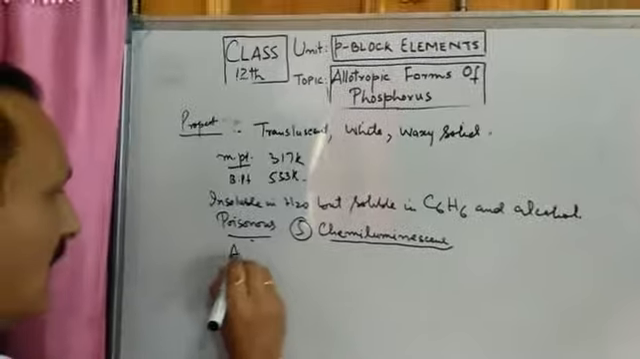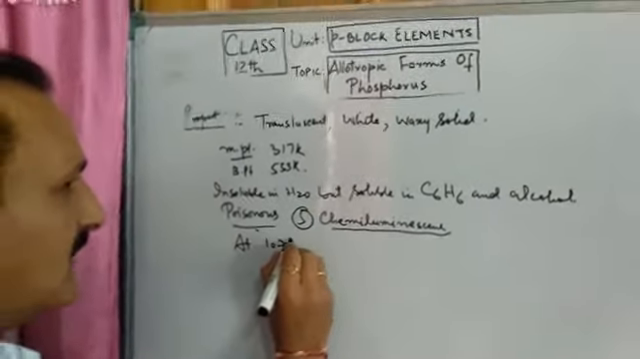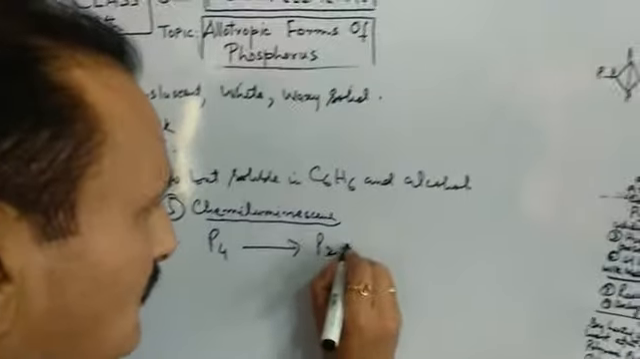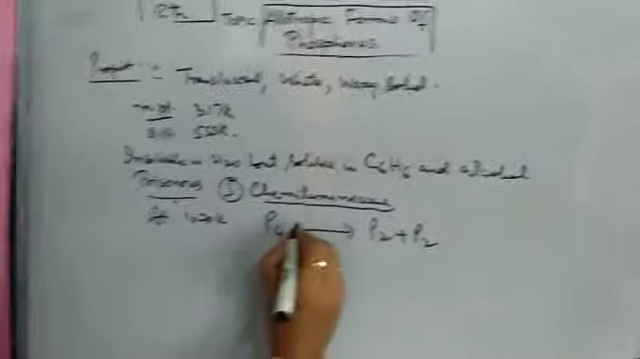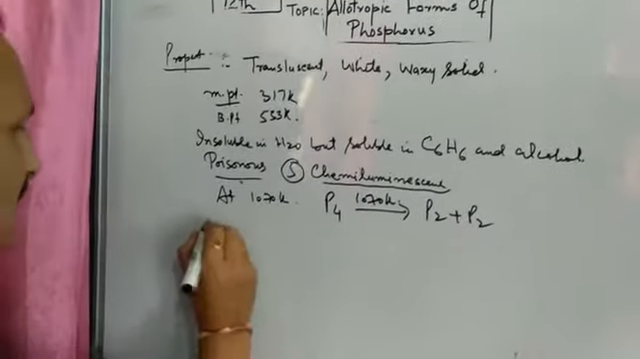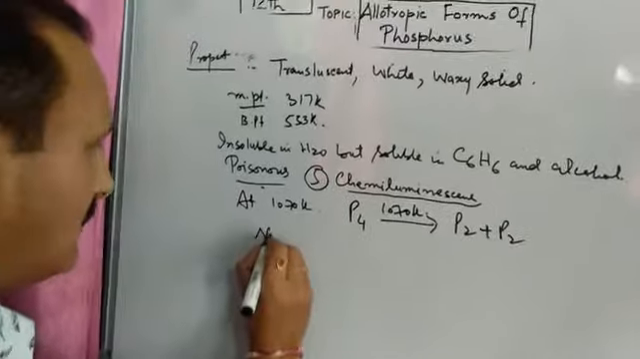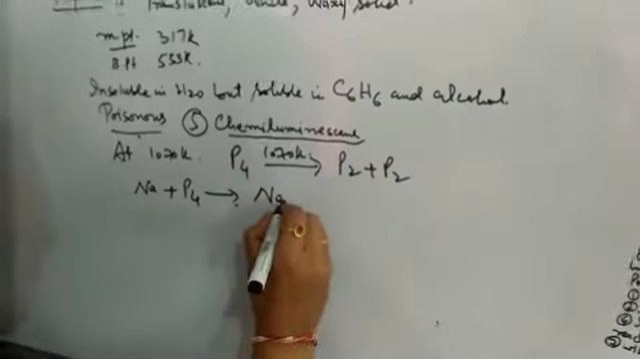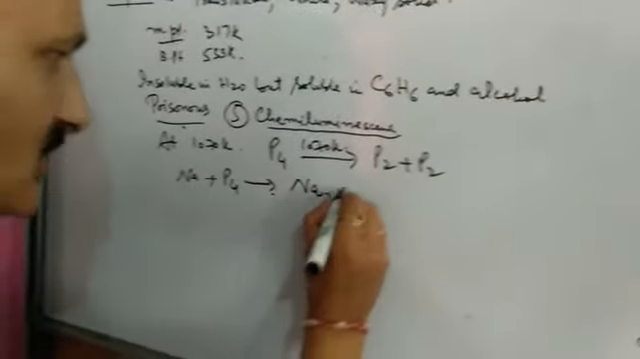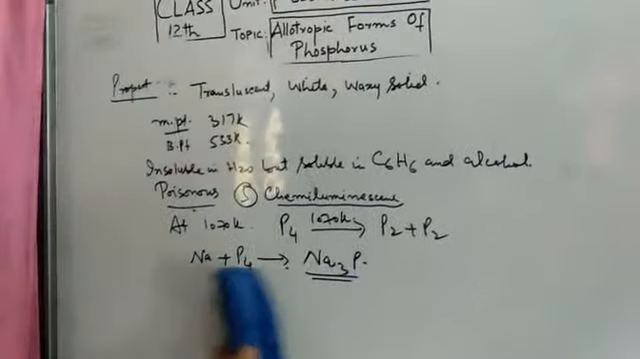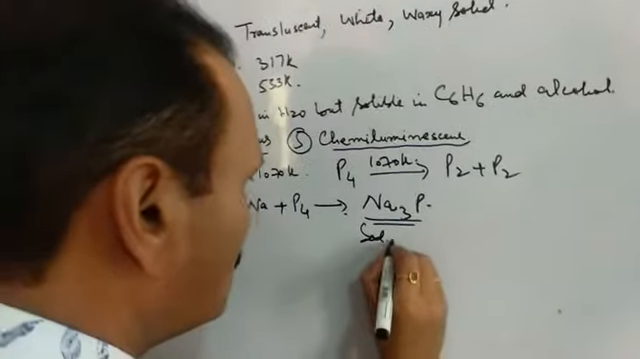Then at a temperature of 1070 kelvins, P4, that is white phosphorus, breaks into P2 units like this. It can react with metals like sodium. For example, this is sodium. It can combine with white phosphorus, and when it combines with white phosphorus, it can form the phosphide salt. For example, this is sodium phosphide.